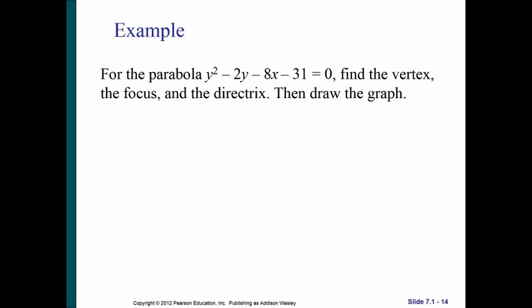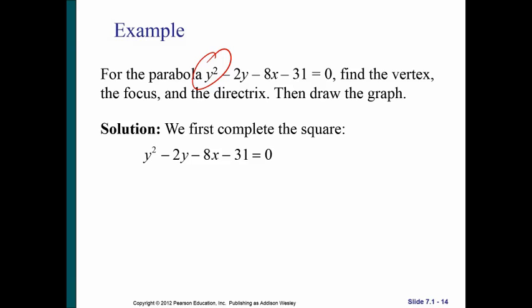This one opens a little bit differently. Is it a parabola? Yep. Does it open up-down? Not so much. It opens left-right. How do you know it opens left-right? Because y is the thing that's squared. So we're going to run the exact same procedure on this one. So here's the equation. This time we're going to take the negative 8x minus 31 and kick that over to the other side. So we get y squared minus 2y plus blank equals 8x plus 31 plus blank.